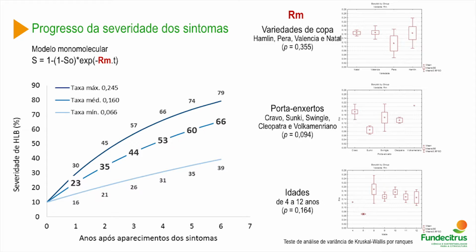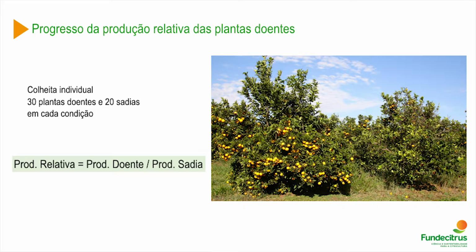And of course, there is variation among plants. Here we have the curve of the minimum, and here's the curve for the maximum. And then we compare the progress rate between different canopy varieties and different rootstocks and ages. And we could not see any significant difference for 4 varieties studied, for 5 rootstocks, and for age groups in relation to the progress of severity of the disease in mature plants above 5 years.